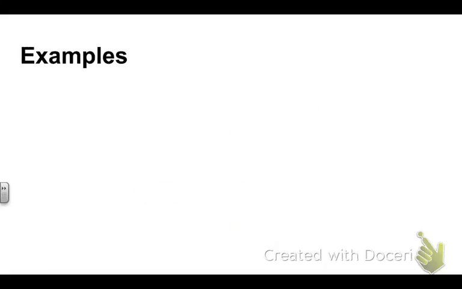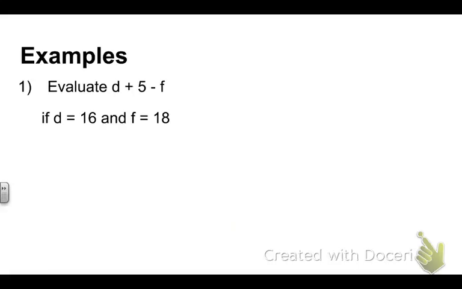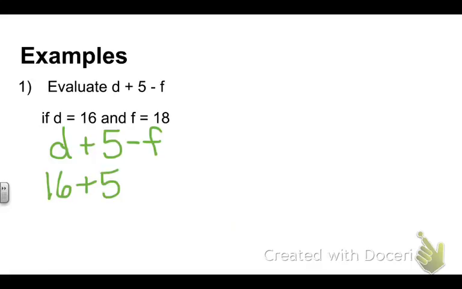So, examples. Evaluate, solve, d plus 5 minus f if d equals 16 and f equals 18. So, just to get in good habits, I'm going to rewrite d plus 5 minus f, and then I'm going to substitute in what I know. If d equals 16 instead of d plus 5, then it's going to be 16 plus 5. And instead of 5 minus f, if f is 18, then it's going to be 5 minus 18.